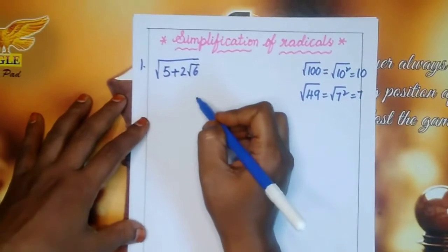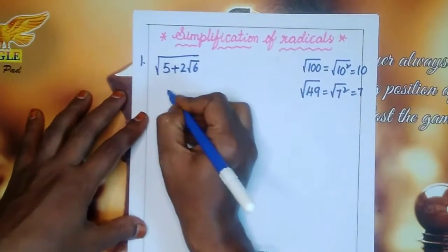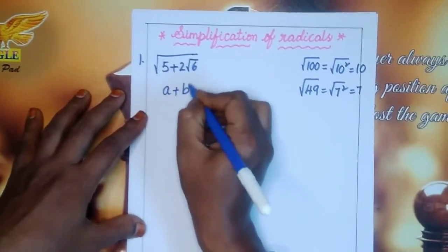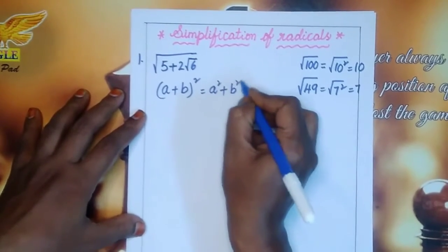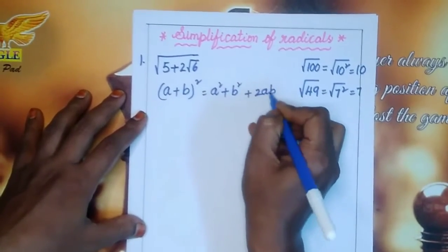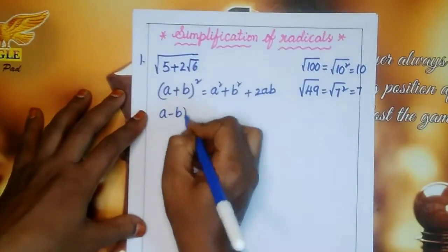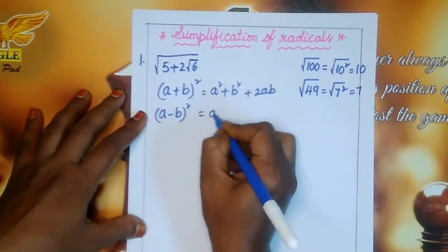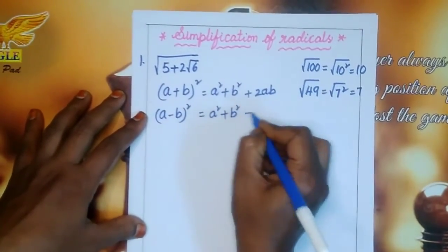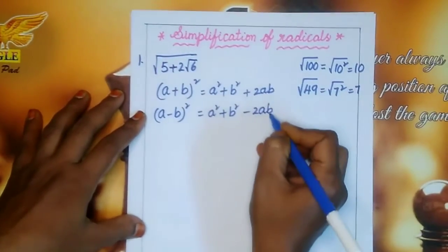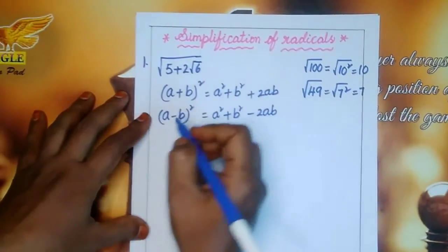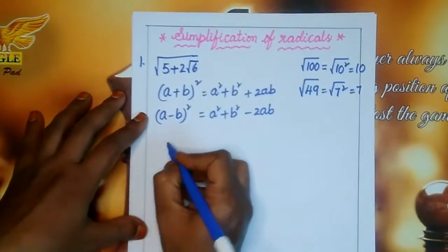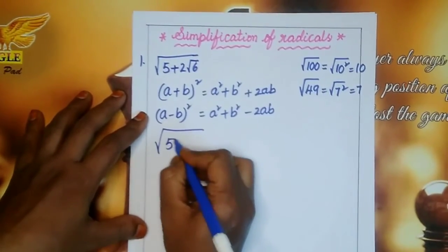So to arrange as a perfect square, we have to use here two identities. The first one is a plus b whole square, which is a square plus b square plus 2ab. And second identity is a minus b whole square is equals to a square plus b square minus 2ab. How to use these identities? Basing on the given question, we can use any of these two identities. Now, how to use for this? Square root 5 plus 2 root 6.